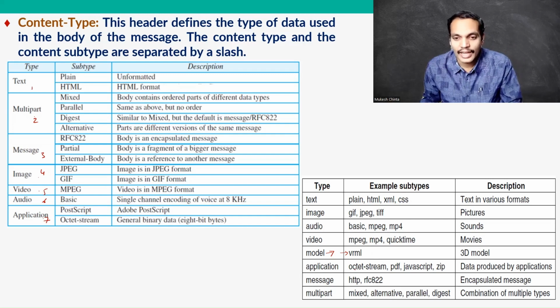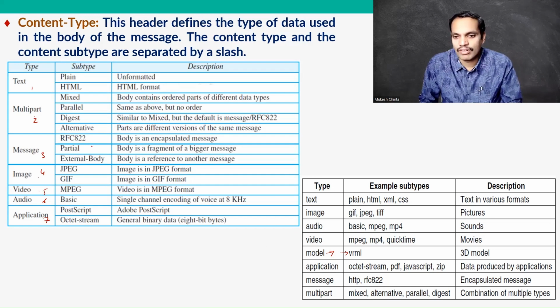But please remember that whatever we are sending under this application type has to be opened by a particular application, like your PDF, JavaScript, or zip file, octet stream to download and run executable files, all those kinds of things. The next comes the message part.